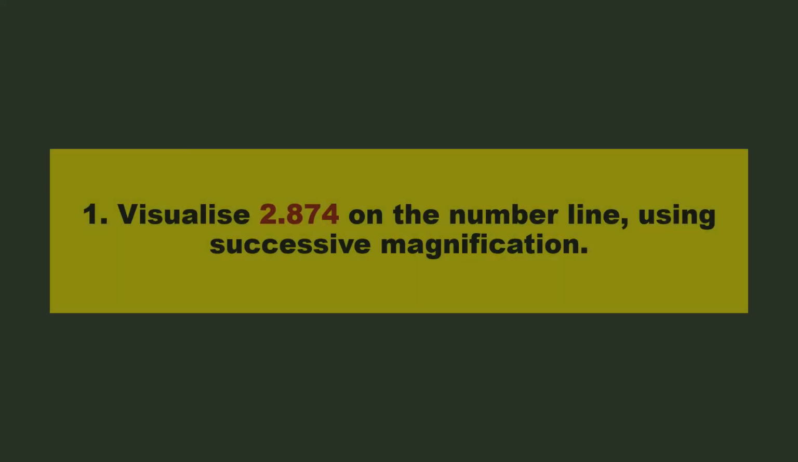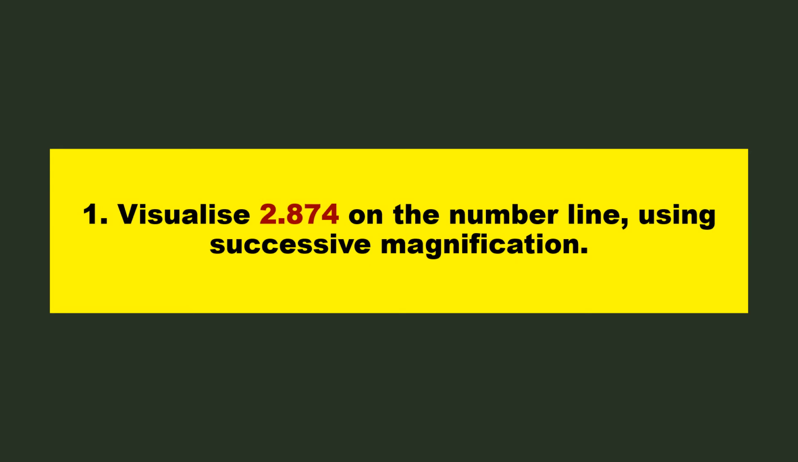Okay, now let us start with the first question: visualize 2.874 on the number line using successive magnification. Means here we should show 2.874 on the number line by using successive magnification, in detail at the correct position. So let us go to the problem now.